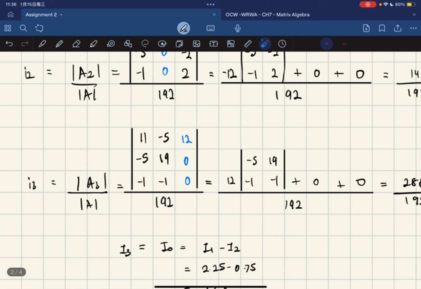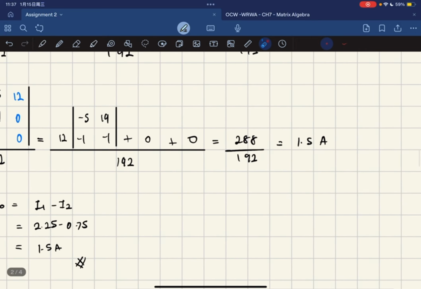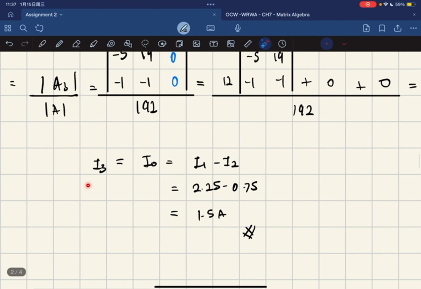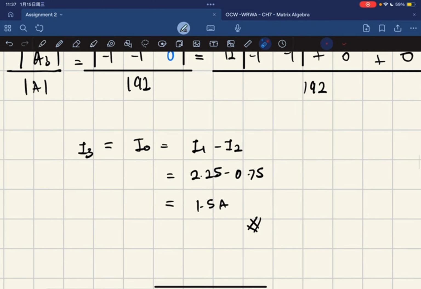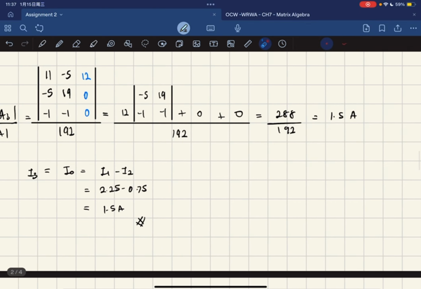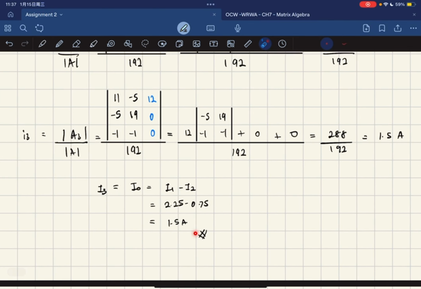So repeat the same step for I3 as well. Replace column 3 with matrix B, and you get 288 over 192. So our I3 equals 1.5 amperes. But for this question, we are hoping to find I0, which is equal to I3 and also equals I1 minus I2. Just in order to check, we have 2.25 I1 minus 0.75 I2, which equals 1.5 amperes, which is also equal to the answer of our I3. So that is the final answer of this question, and I0 equals 1.5 amperes.